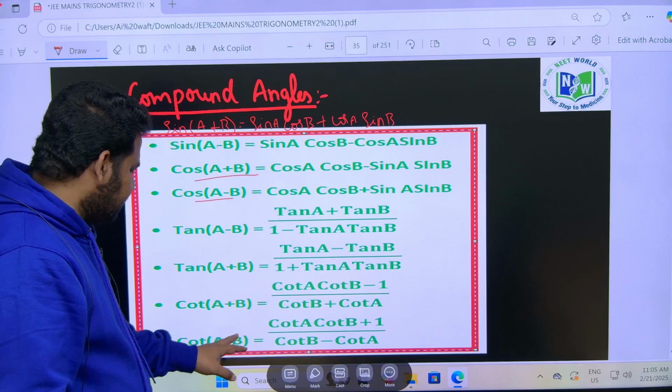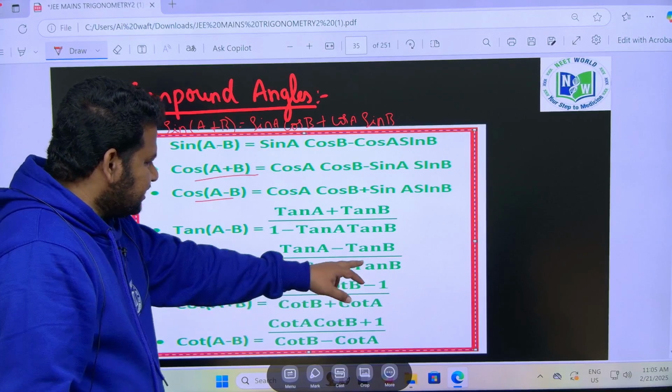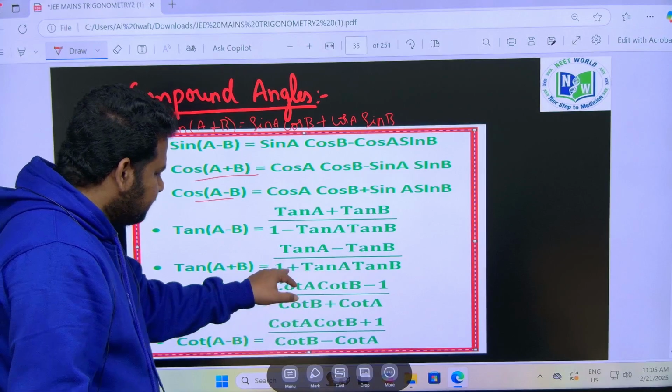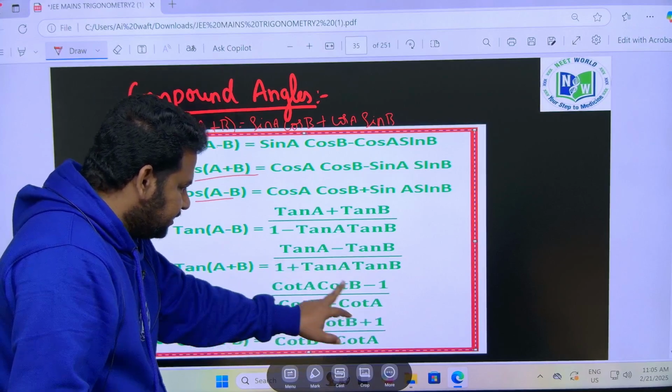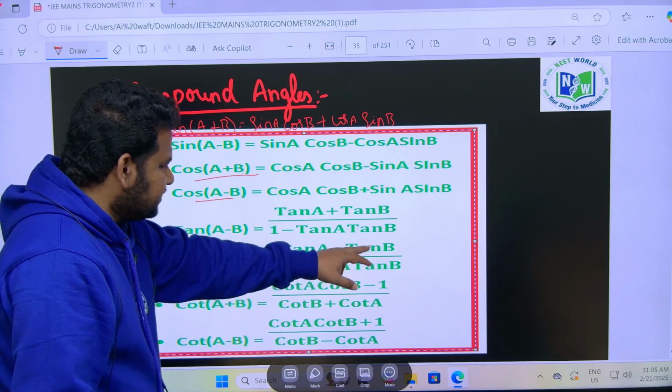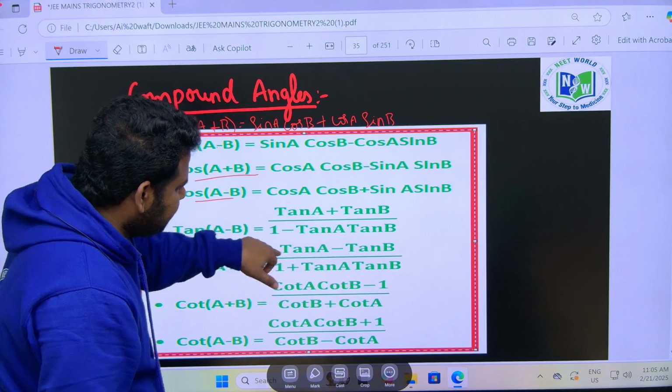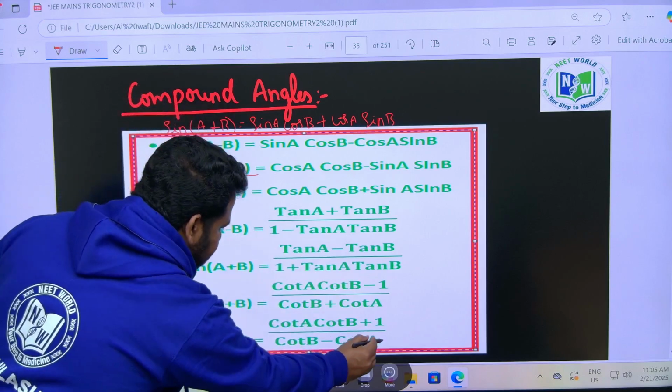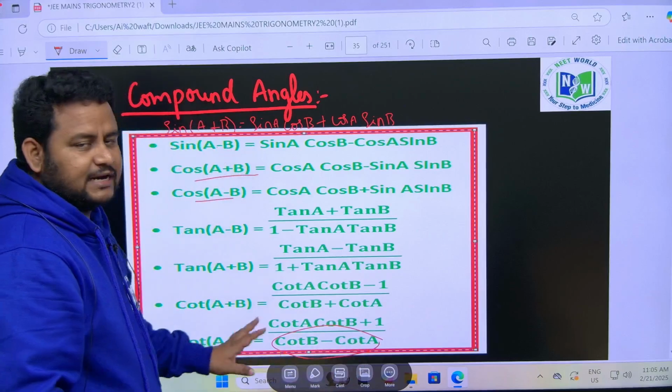Cot of a minus b. In tan it is 1 plus tan a tan b, so here it is cot a cot b plus 1 in the numerator. In the denominator, where tan a minus tan b is there, here it will be cot b minus cot a. Cot b minus cot a, very important. You have to remember this. It is not cot a minus cot b.